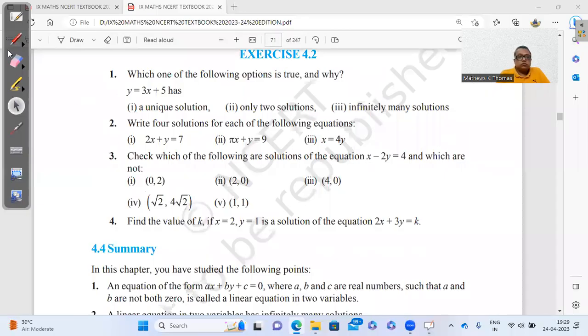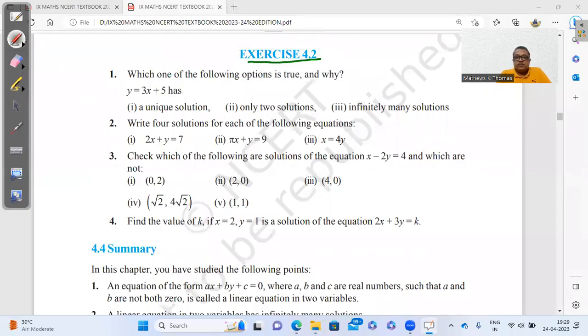We move on to the next exercise, exercise 4.2. Which one of the following options is true and why? Y equal to 3x plus 5 has a unique solution, two solutions, or infinitely many solutions. Now, please remember, every linear equation in two variables will have infinite solutions, whatever the question is, okay?